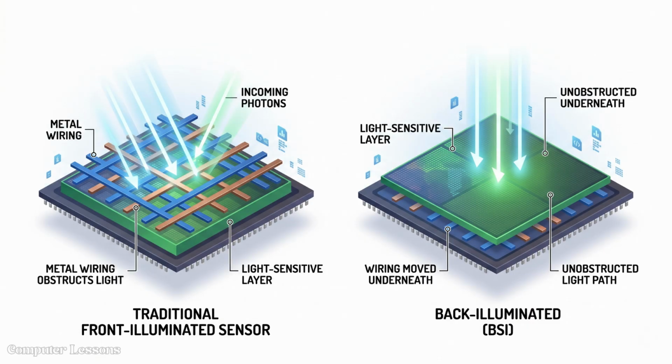Back-illuminated sensors, or BSI, represent a significant leap in sensor design by flipping the internal structure. In traditional sensors, the metal wiring sits above the light-sensitive layer, blocking some incoming photons. BSI sensors place the wiring underneath, allowing light to hit the silicon die directly without obstruction.